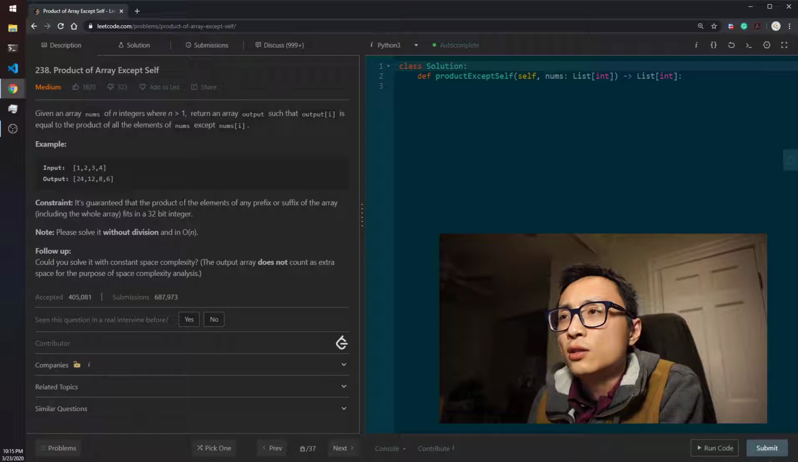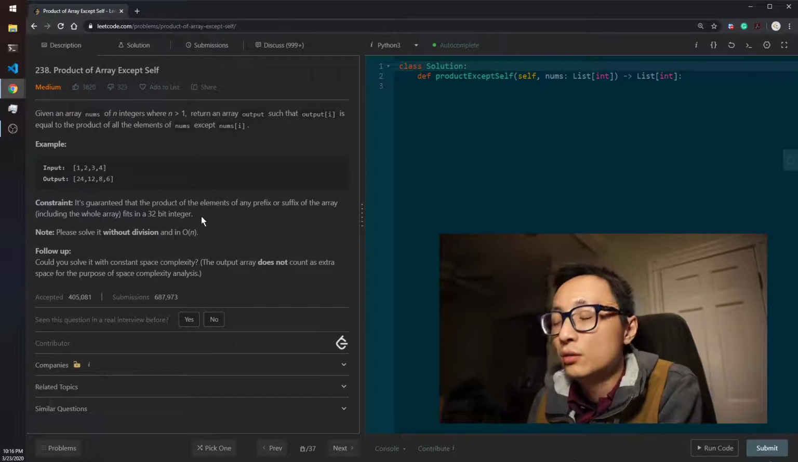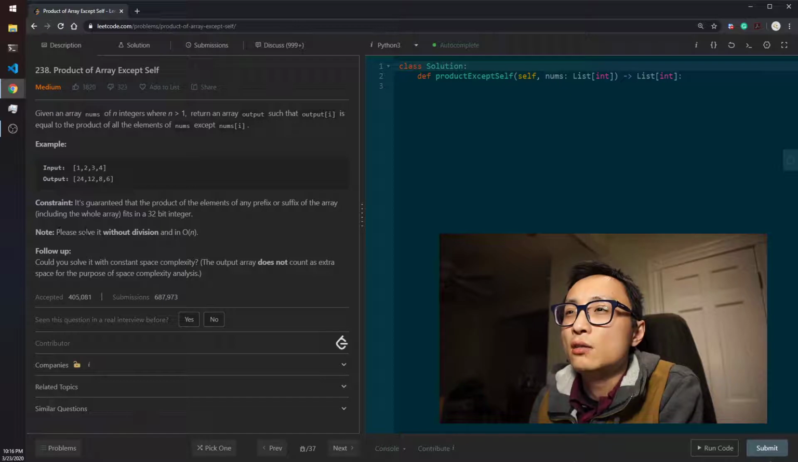The constraint is that it's guaranteed the product of all the elements of any prefix or suffix of the array, including the whole array, fits in a 32-bit integer. So that 24, where we multiply everything together, is guaranteed to have no overflow. That's the biggest number we could ever encounter with an input array. If that doesn't overflow, we don't get any kind of overflow problems, so we don't need to deal with such a situation.